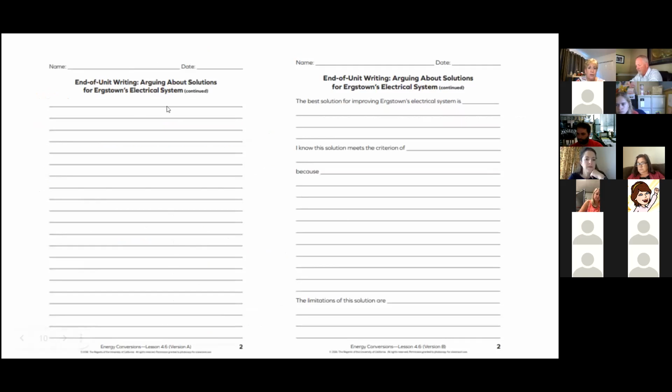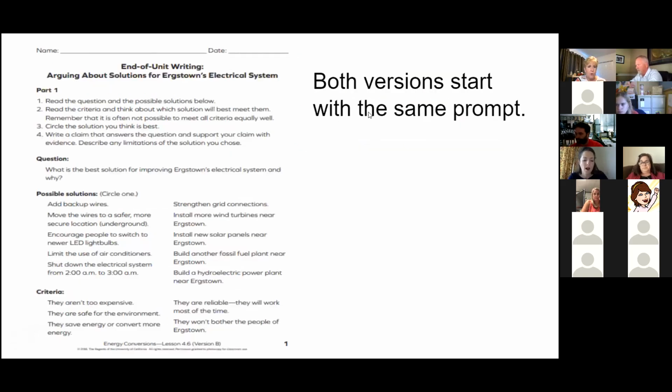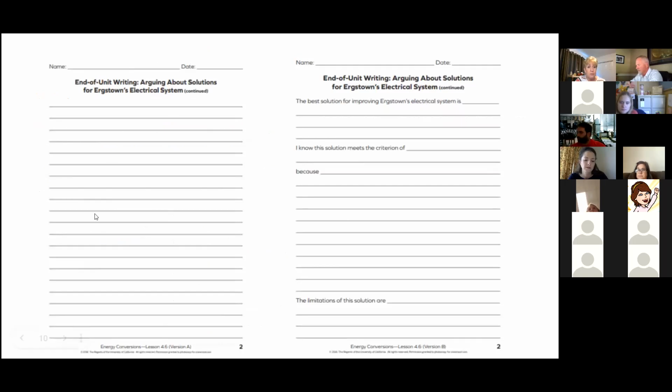So now what you're looking at is over here. This is version A. This is version B on what they're going to be answering here. So version A just gives them, and I'm going to go backwards to where they're supposed to be answering this question with an argument telling which claim they're choosing, which criteria they think it matches, and then also describing the limitations of the solution. So the directions are all here.